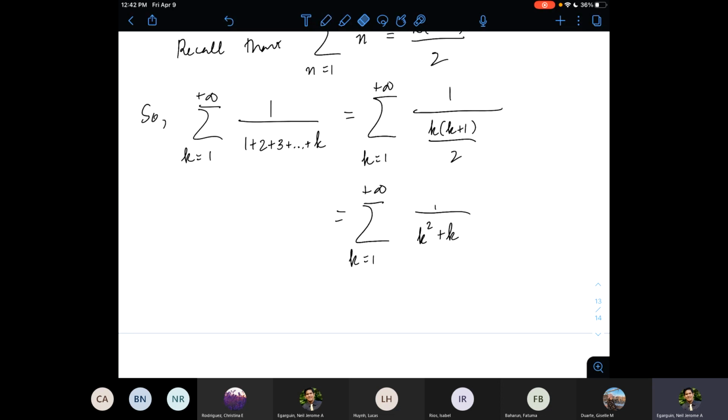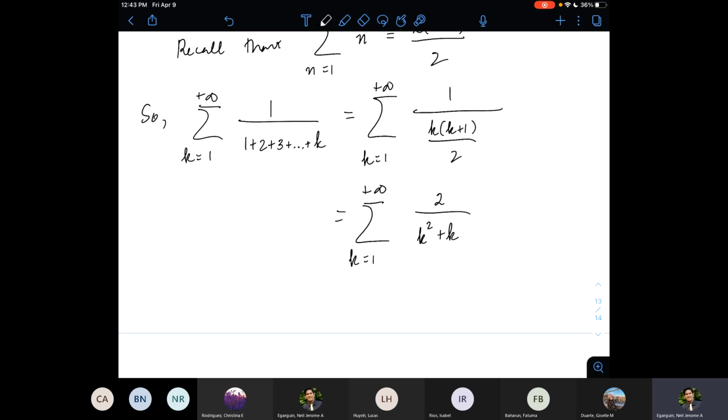Oh, sorry, there's a 2 there on top. Okay. Now we have two options here. First, you can solve this as if it's a telescoping series because the denominator can be factored as k times k plus 1. Or another solution would be to try direct comparison tests, right?